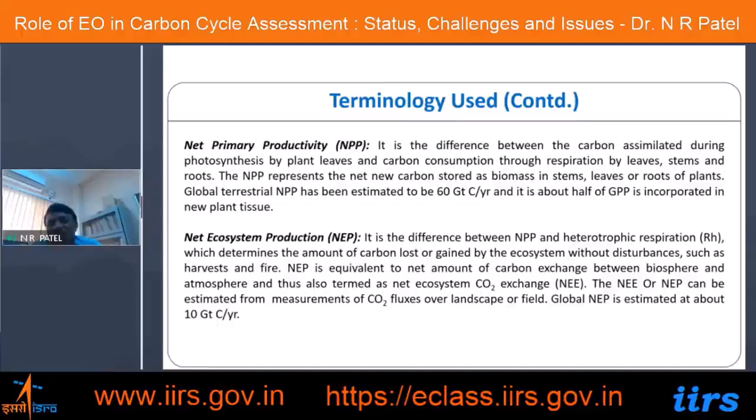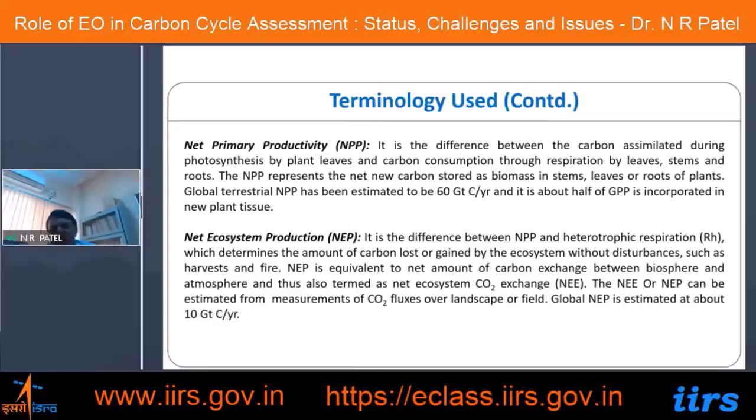So if we take the difference between the GPP and the autotrophic respiration. Autotrophic means autotrophs: plant, stem, bole, leaf, all respire. That is called plant respiration. So if we subtract that autotrophic respiration from GPP, we get net primary productivity. So almost half of the GPP is NPP and half of the GPP is autotrophic respiration.